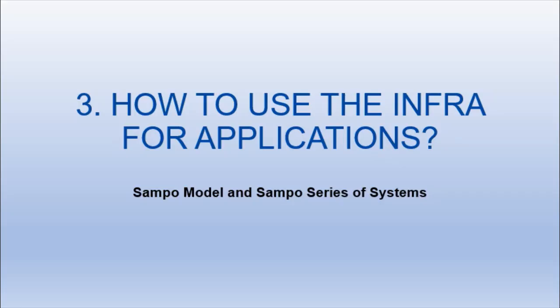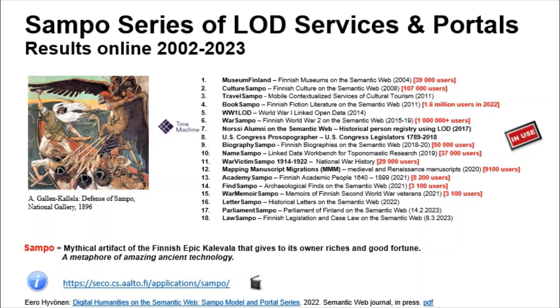How to use the infrastructure for applications: the Sampo model and the Sampo series of systems. During the last 10 years, we have developed and used the Sampo model in Finland for creating a series of linked open data services and semantic portals on top of them. The name Sampo refers to the mythical artifact of the Finnish epic Kalevala that gives its owner riches and good fortune. It is usually seen as a metaphor of amazing ancient technology.